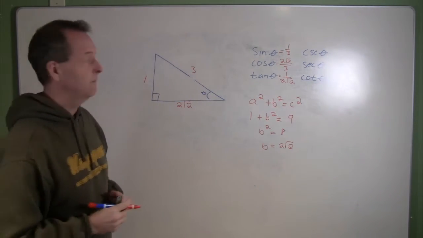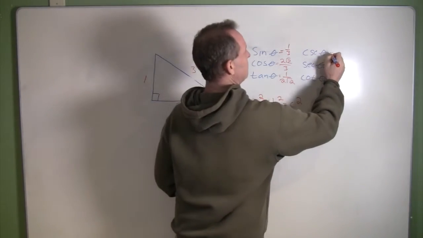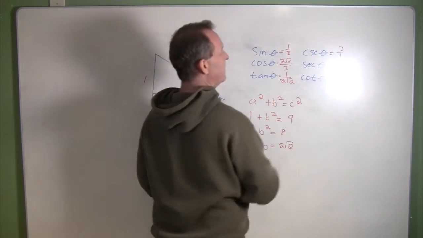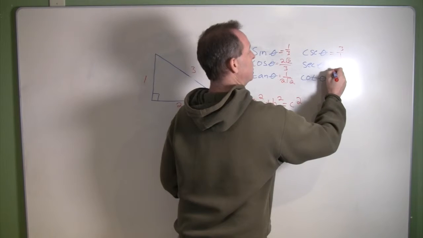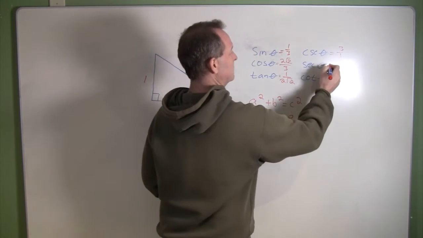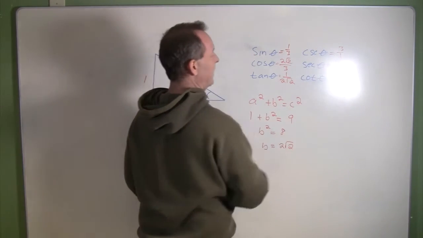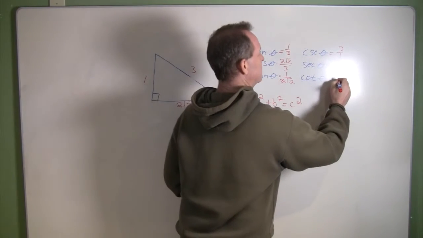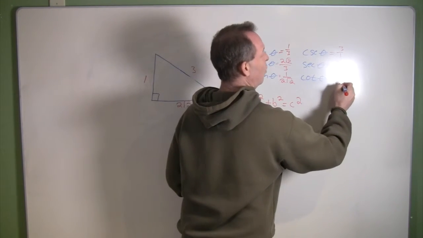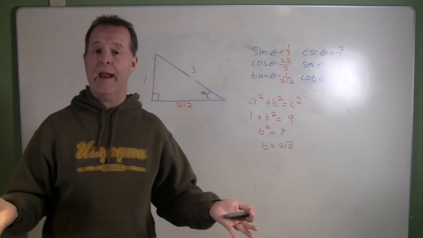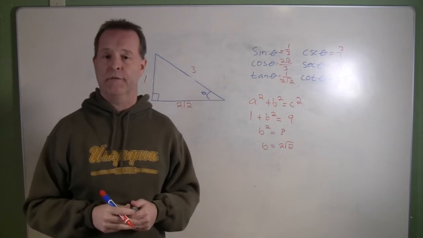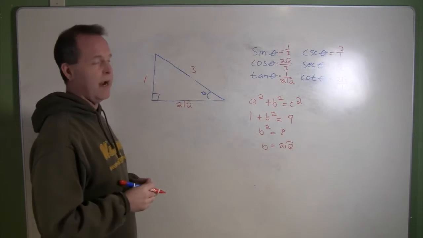The cosecant is 3 over 1. Its secant is 3 over 2 root 2. And our cotangent is 2 root 2 over 1, or just 2 root 2. And there you have the six trigonometric functions for this particular triangle.